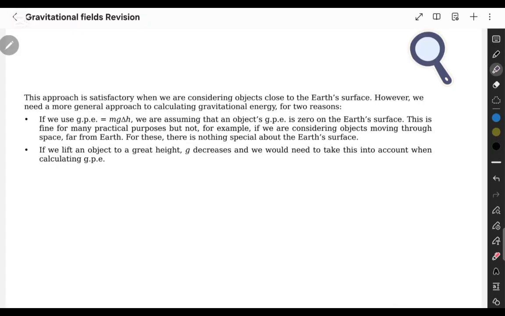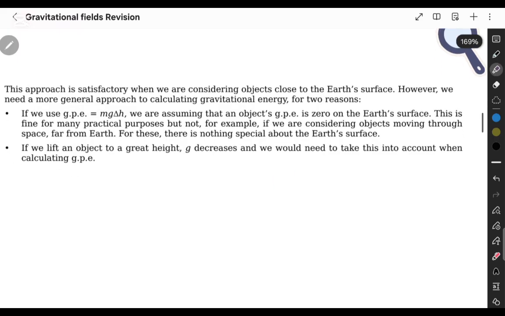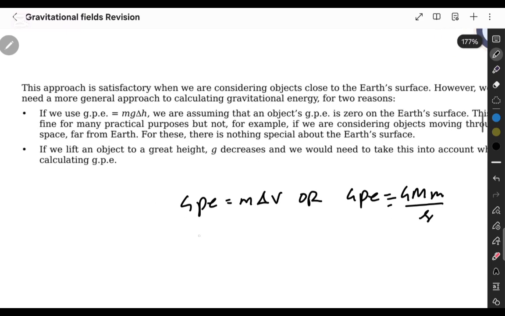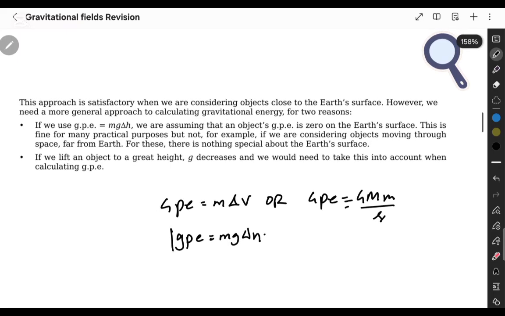Now we'll be going to something else. We have seen the formula for GPE. GPE equals m times change in V, or if you have two isolated point masses, GPE will also equal minus GMm over r. But then what about this formula, GPE equals mg change in h? Well, there are two very simple reasons why we can't use this.